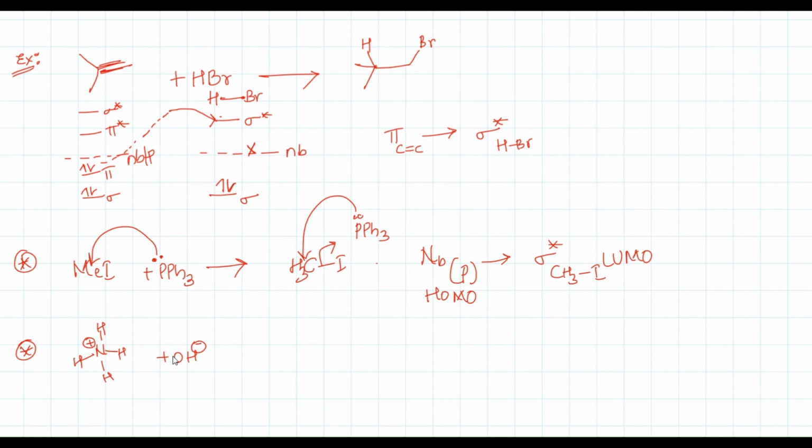In the next example, NH4 plus and OH minus, how will they attack? The OH minus will abstract the H plus. Here the non-bonding electrons of oxygen are shifting towards sigma star of NH, right? The non-bonding electrons of oxygen become HOMO, and this one is LUMO, right? Now I think the FMO has been cleared.